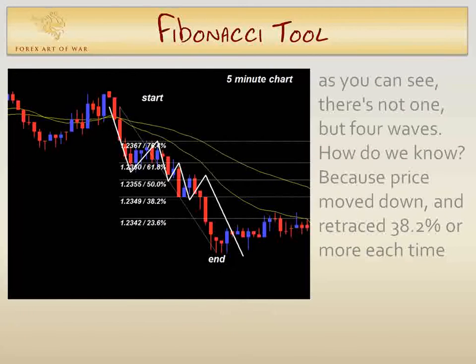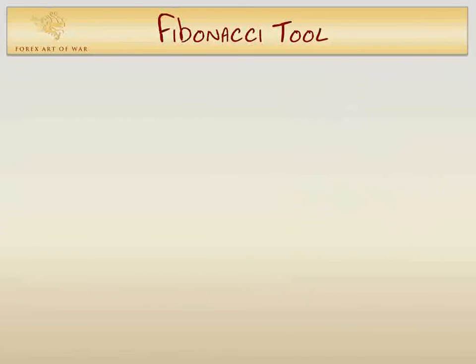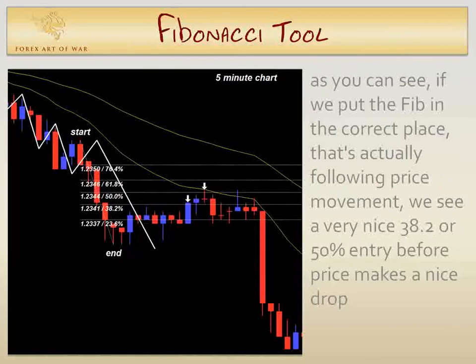As you can see, there's not one but 4 waves. How do we know? Because price moved down and retraced 38.2% or more each time. So our fib should begin on that 4th and last wave, not on the top area where we have it drawn now. Let's take a look at that. As you can see, if we put the fib in the correct place, that's actually following price movement, we see a very nice 38.2 or 50% entry before price makes a nice drop.